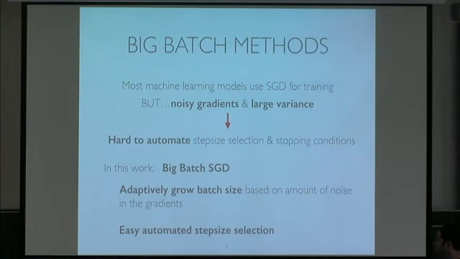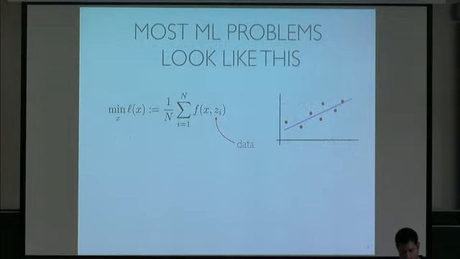And one way that we can mitigate those problems is to use larger batch sizes. And so by adaptively growing batch sizes and controlling the amount of noise in our stochastic gradient approximations, it turns out that we can solve a lot of these problems, and we can automate step size selection. We can do things like backtracking line searches and automated stopping conditions. So as a little bit of introduction, what do I mean by the stochastic gradient methods? I'll just go into some of the basics.